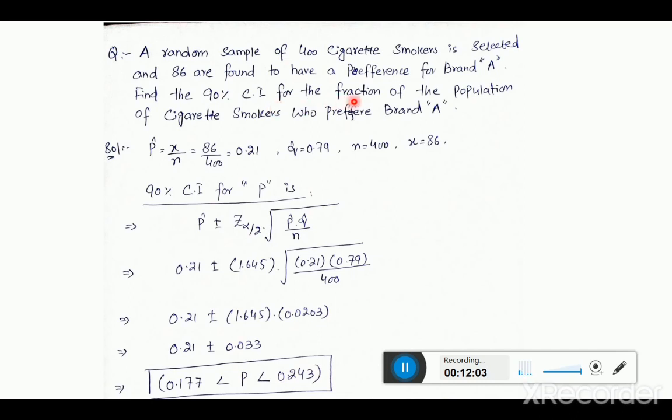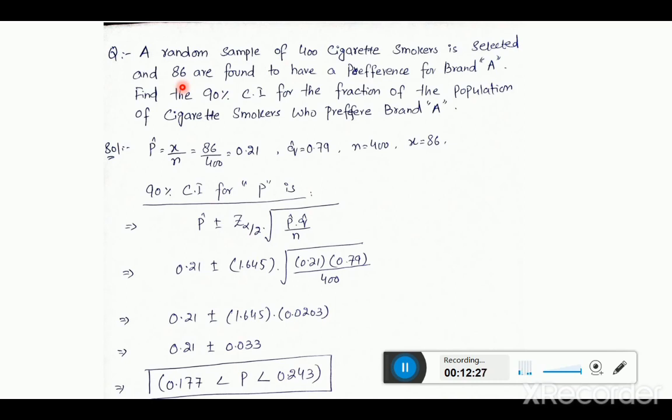Find a 90% confidence interval for the fraction of the population of cigarette smokers who prefer brand A. We have isolated 400 smokers in the sample, so n is total 400. Out of these 400, 86 smokers use brand A.